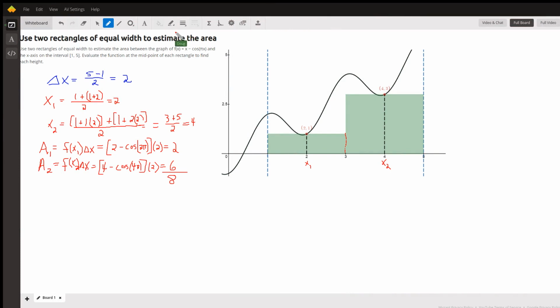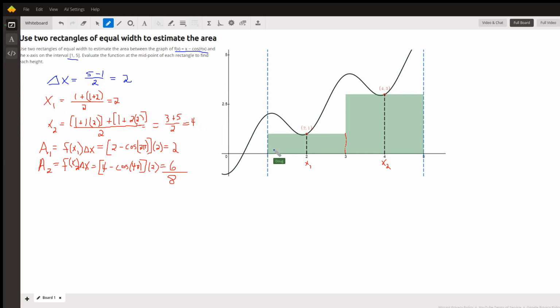Okay, so you're asked to estimate the area under this graph using just two rectangles of equal width on the interval from 1 to 5. So this is pretty simple in that we're not trying to generalize this to have infinitely many rectangles. We're just going to estimate the area.